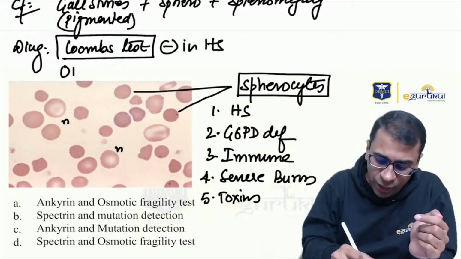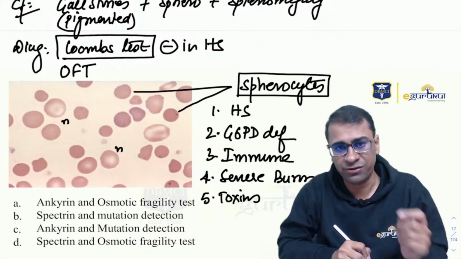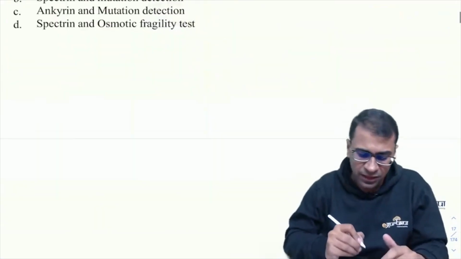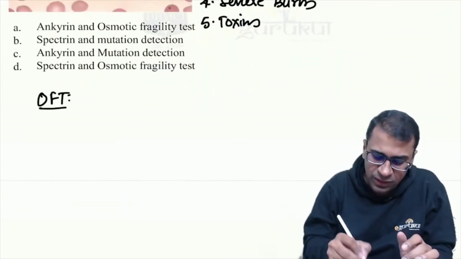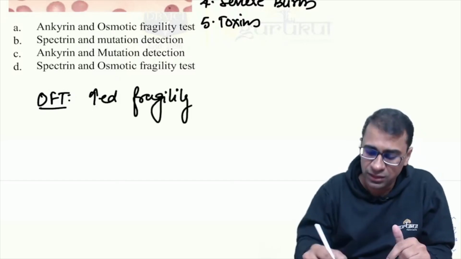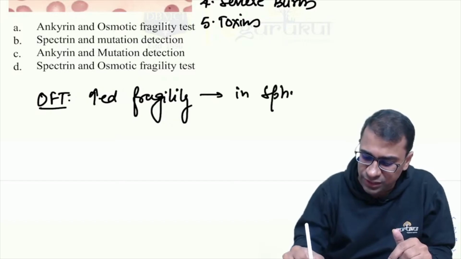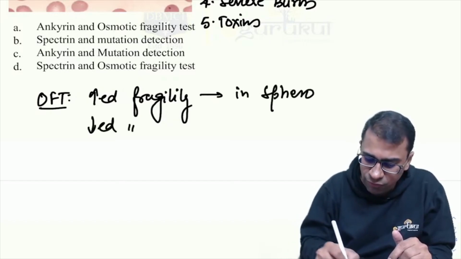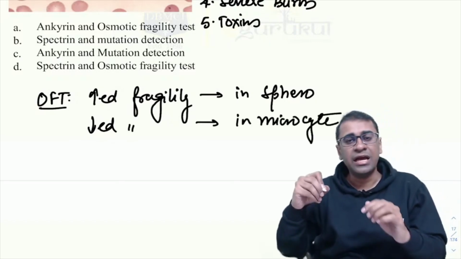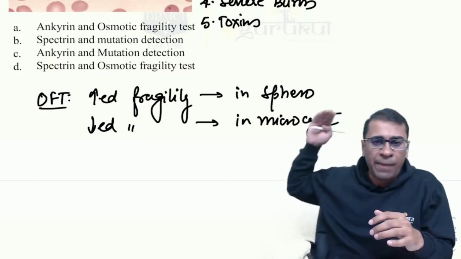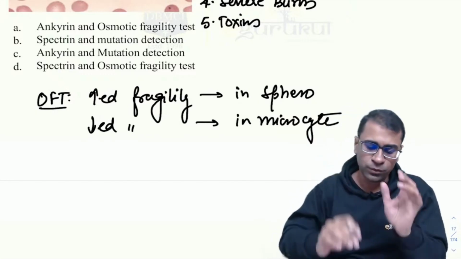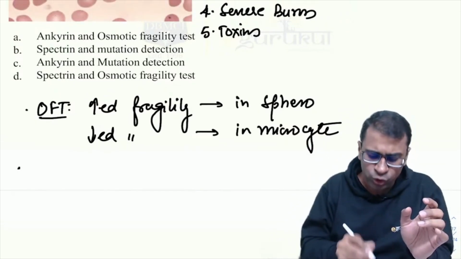Next test, what will you do? Osmotic fragility testing, OFT. But please understand, OFT is not done nowadays. You have to remember two things here. In OFT, you should remember that increased fragility is seen in spherocyte, and reduced fragility is seen in microcyte. These two pieces of information you must remember. A spherocyte is more fragile, a microcyte is less fragile. This is very, very important. So this is the OFT, but we don't do OFT nowadays.